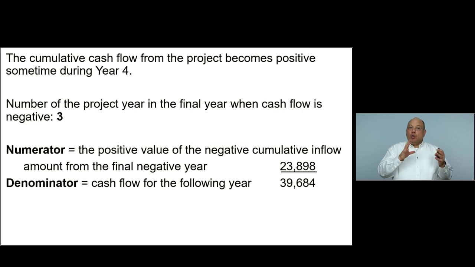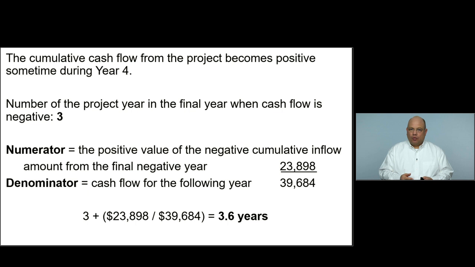The numerator is the negative cumulative cash flow that we had from that final negative year. So the minus 23,898. So we need to get that much. And then the denominator becomes the cash flows for year 4, 39,684. So that 23,898 divided by 39,684 tells us what portion of year 4 was required before we get to a cumulative cash flow of 0, and that's 3.6 years.